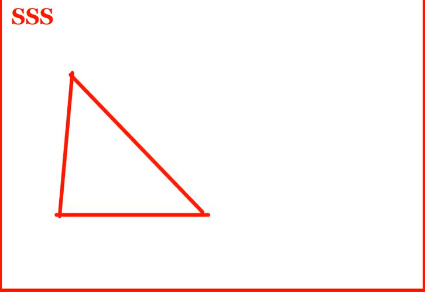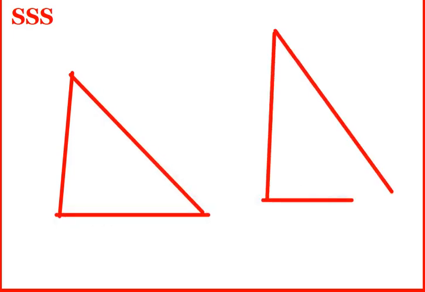So let's have a look at our second condition. And in similarity, we only have two conditions. So the other condition is side, side, side. So if you have two triangles and they have corresponding sides that are in proportion, then you are free to assume that they are similar. So if all pairs of corresponding sides of two triangles are in proportion, then the triangles are similar, not equal but in proportion. So let's have a look at what we mean by that.